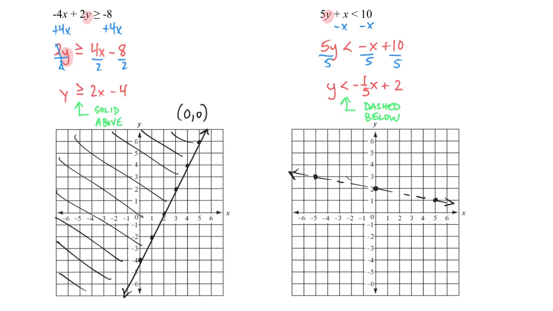So again, if this is the side of a hill, here's the ground below, and here's the sky above. So I'm shading below, like so. And again, if you weren't sure, you could test 0, 0. If I plug 0, 0 in here, I get 0 is less than 0 plus 2. 0 is less than 2. That's a solution. That works. So I would shade the side that has 0, 0, and 0, 0 is the solution that I can pick.